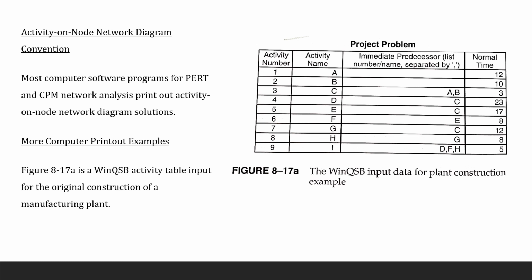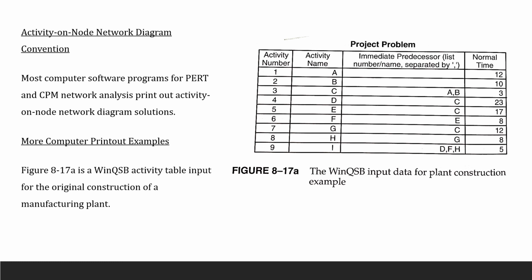So this is your time, that's your predecessor. This is your activity, and those are just a number for coded activity. So you know these activities have their own description right there. So here, activity on network diagram convention. Most computer software programs are used in CPM network analysis.